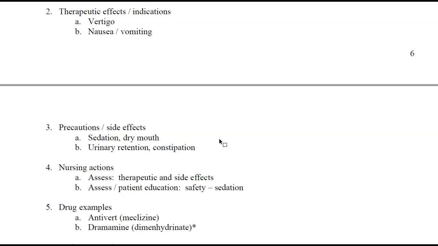Nursing actions include assessing for therapeutic effects and side effects, and also patient education. Safety is a big deal when it comes to this drug class, as well as sedation, right? Because the side effect can alter the mentation of the patient, and therefore if you have somebody who's already very somnolent, they're at risk for falling, right? They're at risk for injury. So safety is a main concern when giving this medication. It is also very important to educate our patient: when you take this medication, do not drive. Examples of drugs in this class include dimenhydrinate or Dramamine.